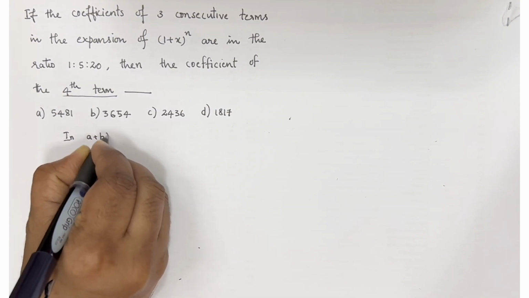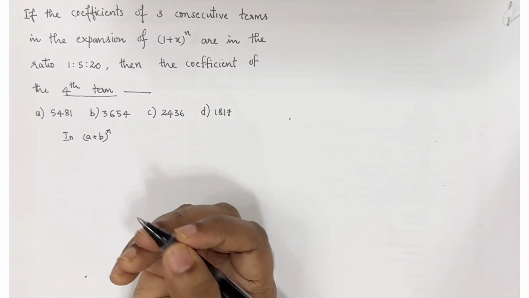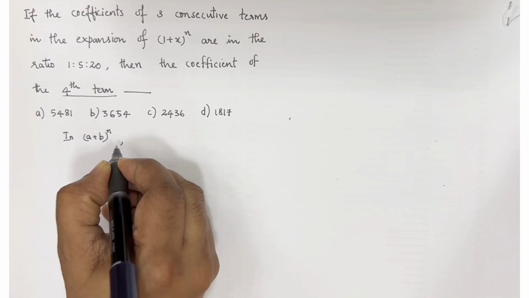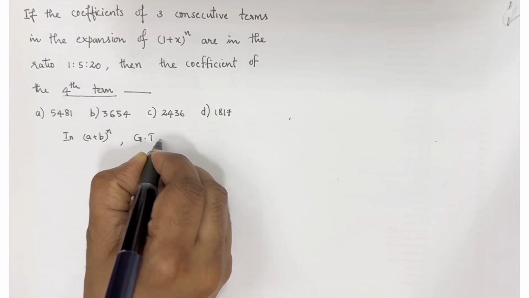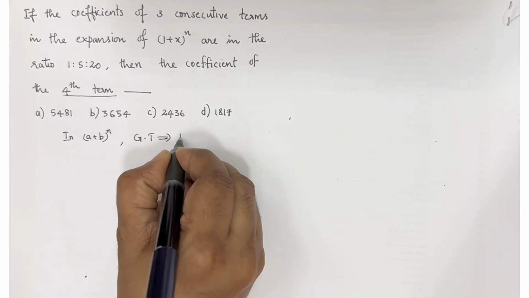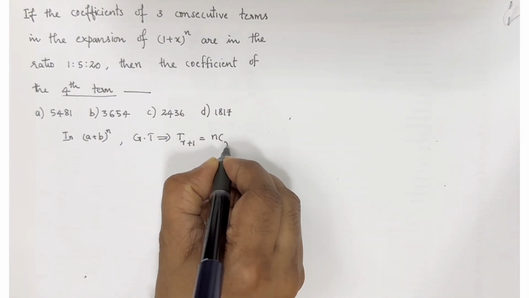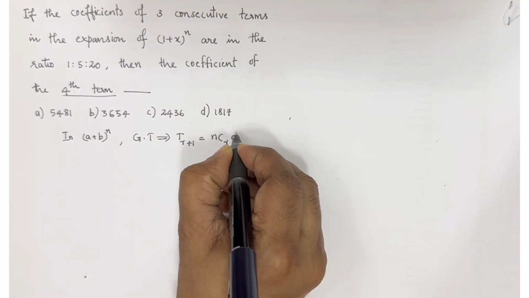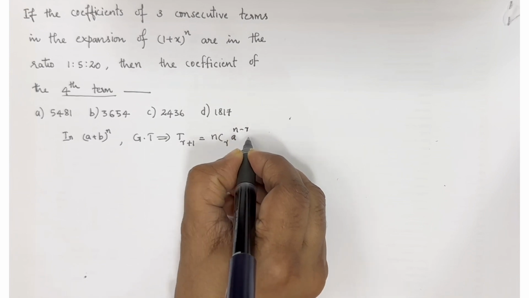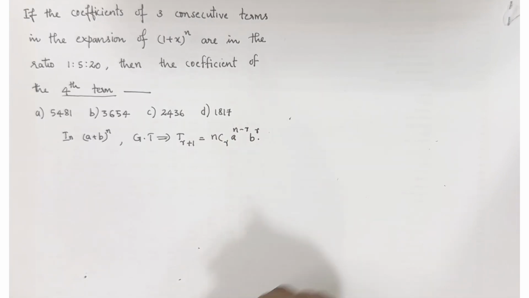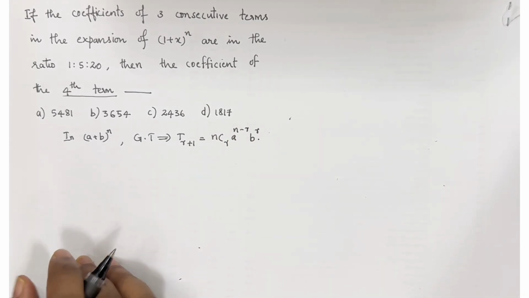In any binomial expansion of (a + b)^n, we can find the general term. The general term can be found out using this formula: T(r+1) = nCr * a^(n-r) * b^r. Here the coefficient of the term will be nCr.